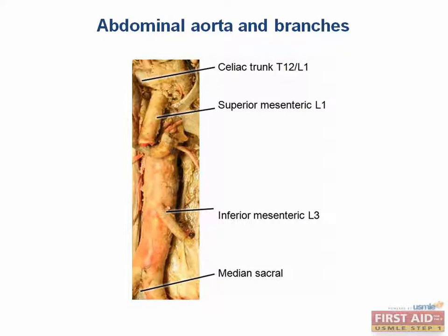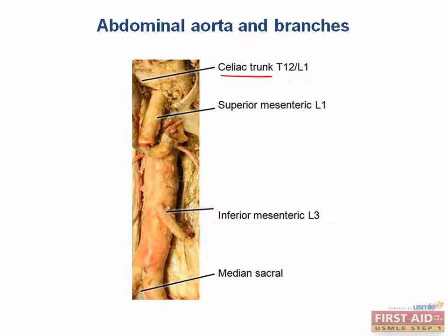Moving on to the vasculature, here you can see the abdominal aorta and its important branches. This is important to know as infarcts in the different branches will affect different structures. The celiac trunk, which you can see here, we'll talk about in more detail in a moment. The celiac trunk is the first abdominal branch and it leaves around T12.